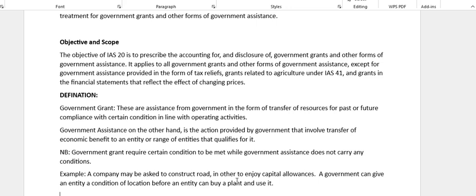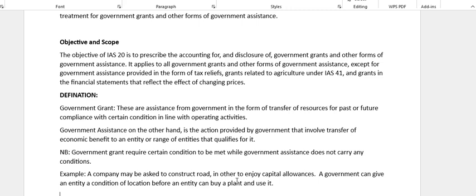Government assistance, on the other hand, is an action provided by the government that involves the transfer of economic benefit to an entity or range of entities that qualifies for it. In other words, when we talk about government assistance, it is just like what the government will do if you're able to meet certain conditions.